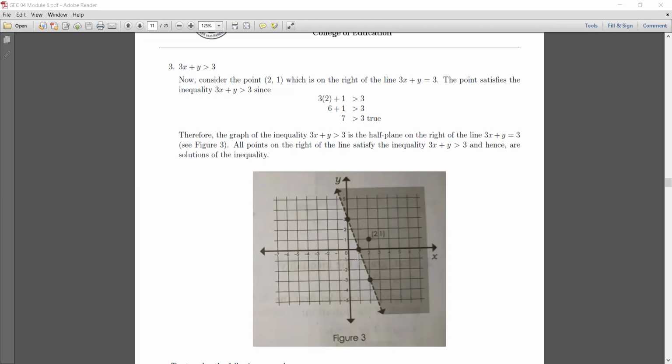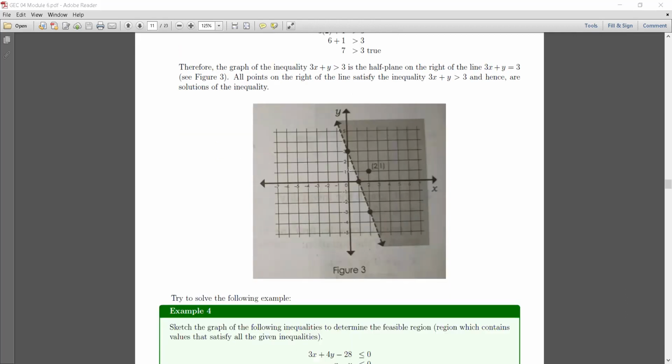Nandun siya sa left side ng line natin. So, kung 0, 0, magkakaroon tayo ng 0 is greater than 3, which is false. Ibig sabihin, kung nandito si 0, 0, at false yung inequality natin, ibig sabihin, ang i-shade natin, yung nandun sa kabilang side. Okay? So, yun yung gamit ng test point natin para malaman natin kung aling side yung magsasatisfy nung inequality. Okay.